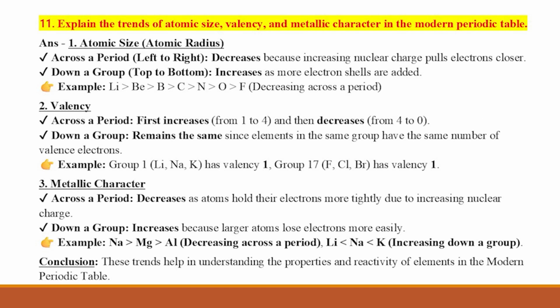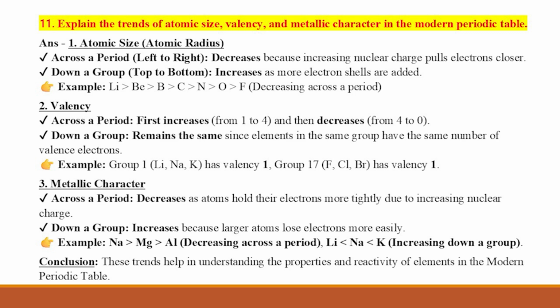11. Explain the trends of atomic size, valency, and metallic character in the modern periodic table. Answer: 1. Atomic size, atomic radius. Across a period, left to right, it decreases because increasing nuclear charge pulls electrons closer. Down a group, top to bottom, it increases as more electron shells are added.